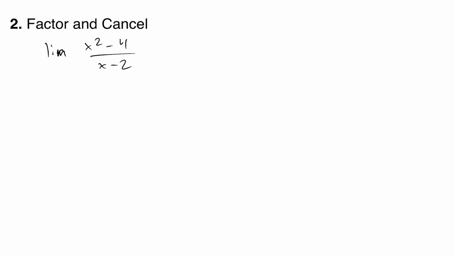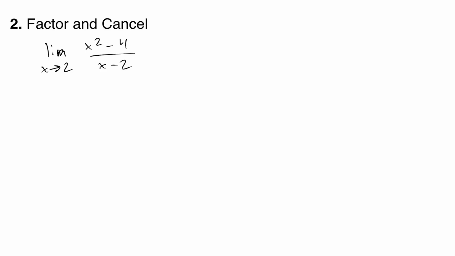Now the next type of problem we can be given is a factor and cancel. So sometimes plugging in gives you an indeterminate form like 0 over 0. In that case, try factoring. So let's say I give you, what is the limit of x squared minus 4 over x minus 2 as x approaches 2. So here, if we plug in 2 for x, we'll get 0 on the top and 0 on the bottom, and that's no good.